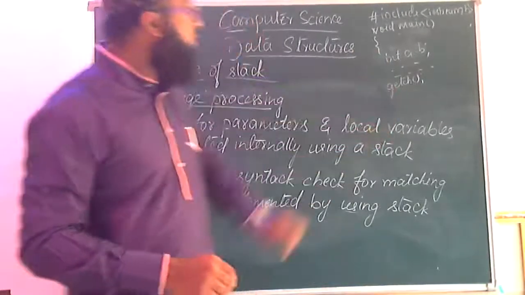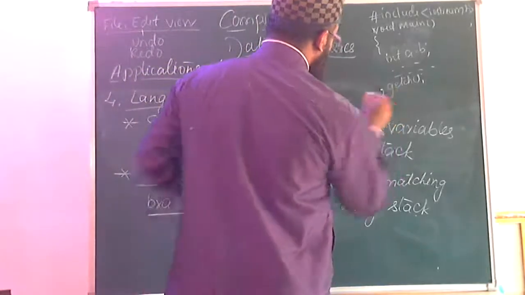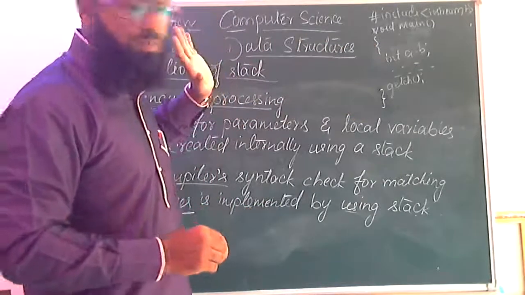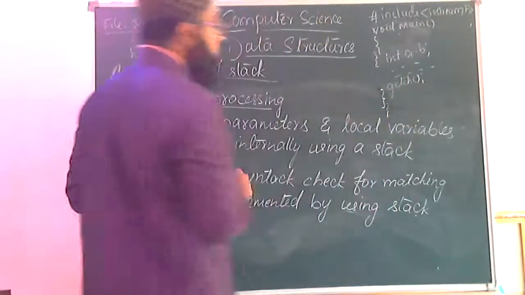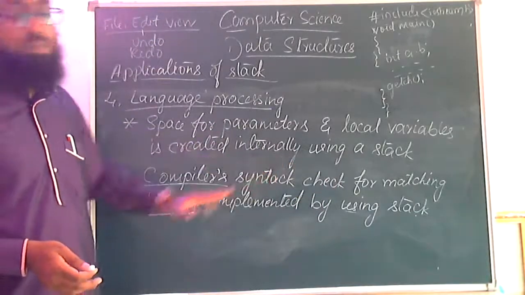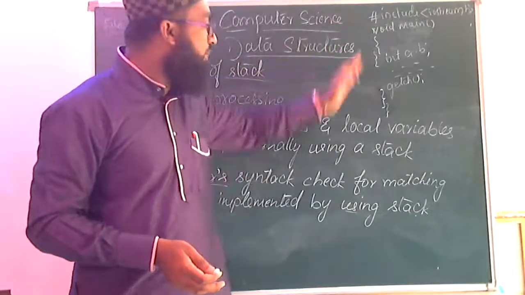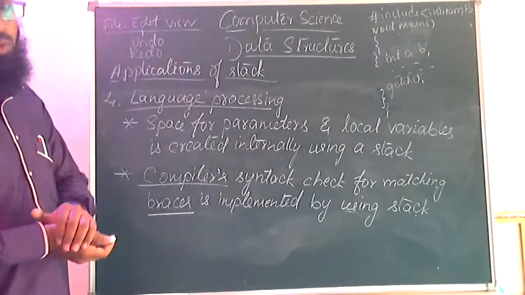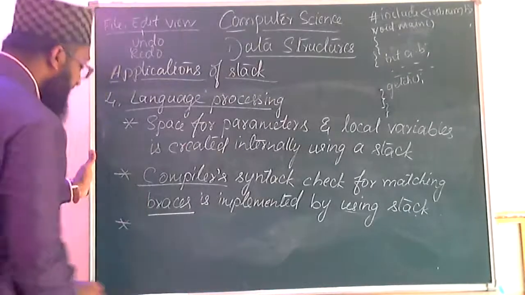If a brace is not closed, then it will give you an error. When one brace is opened, then one brace should be closed. If you have opened two braces, then two braces have to be closed. Matching braces: the compiler will check the syntax for matching braces. All these things are implemented by using a stack. Matching of braces will be implemented by using a stack under language processing. Okay, you have understood. Then the third thing here is recursion.